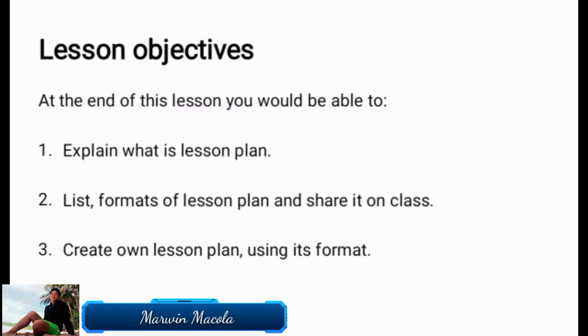Our lesson objective is that at the end of this lesson, you will be able to, first, explain what a lesson plan is. Second, list the formats of a lesson plan and share them in class. Third, create a lesson plan using its format.